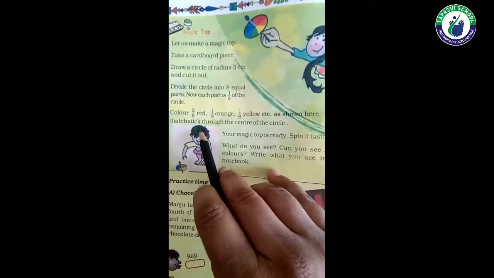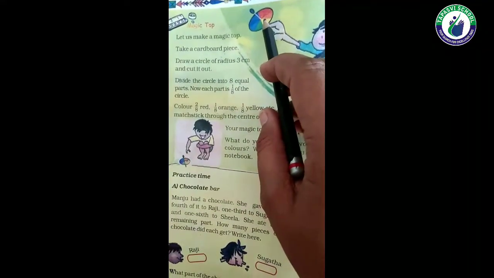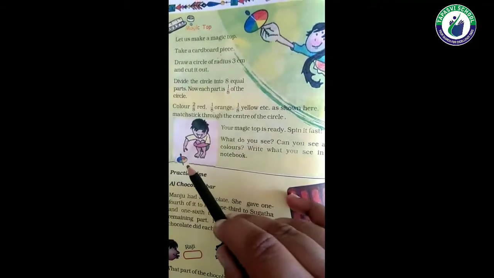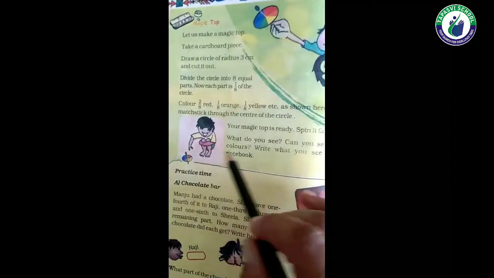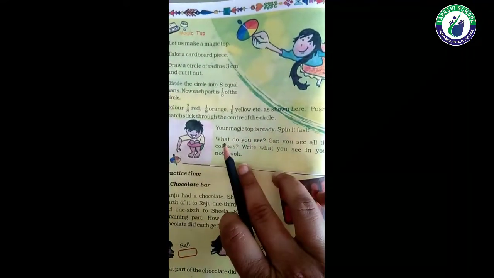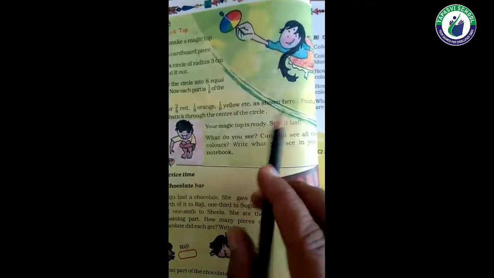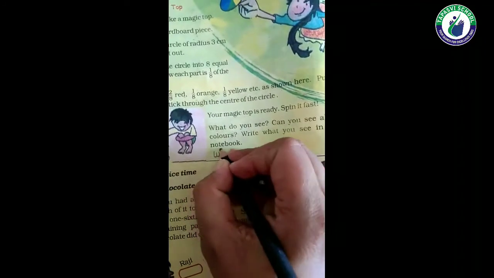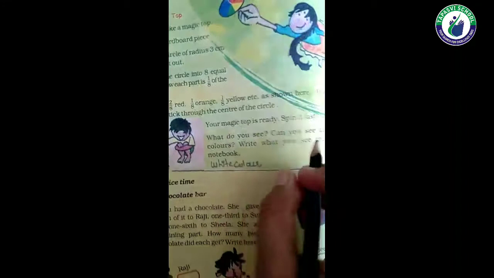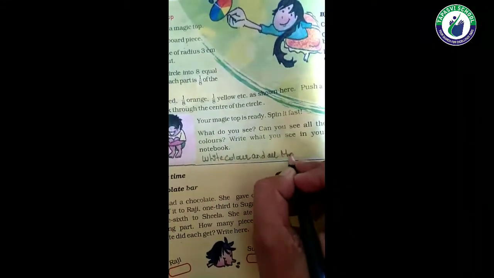Now push a matchstick through the center of the circle. Instead of a matchstick, you can take a little bit thicker one, right? Your magic top is ready. Spin it fast. That means you have to spin it the way the boy is doing. What do you see? Can you see all the colors, right? See students, when you spin this magic top, what will you see? You will see the white color, and all the remaining colors will be hidden.